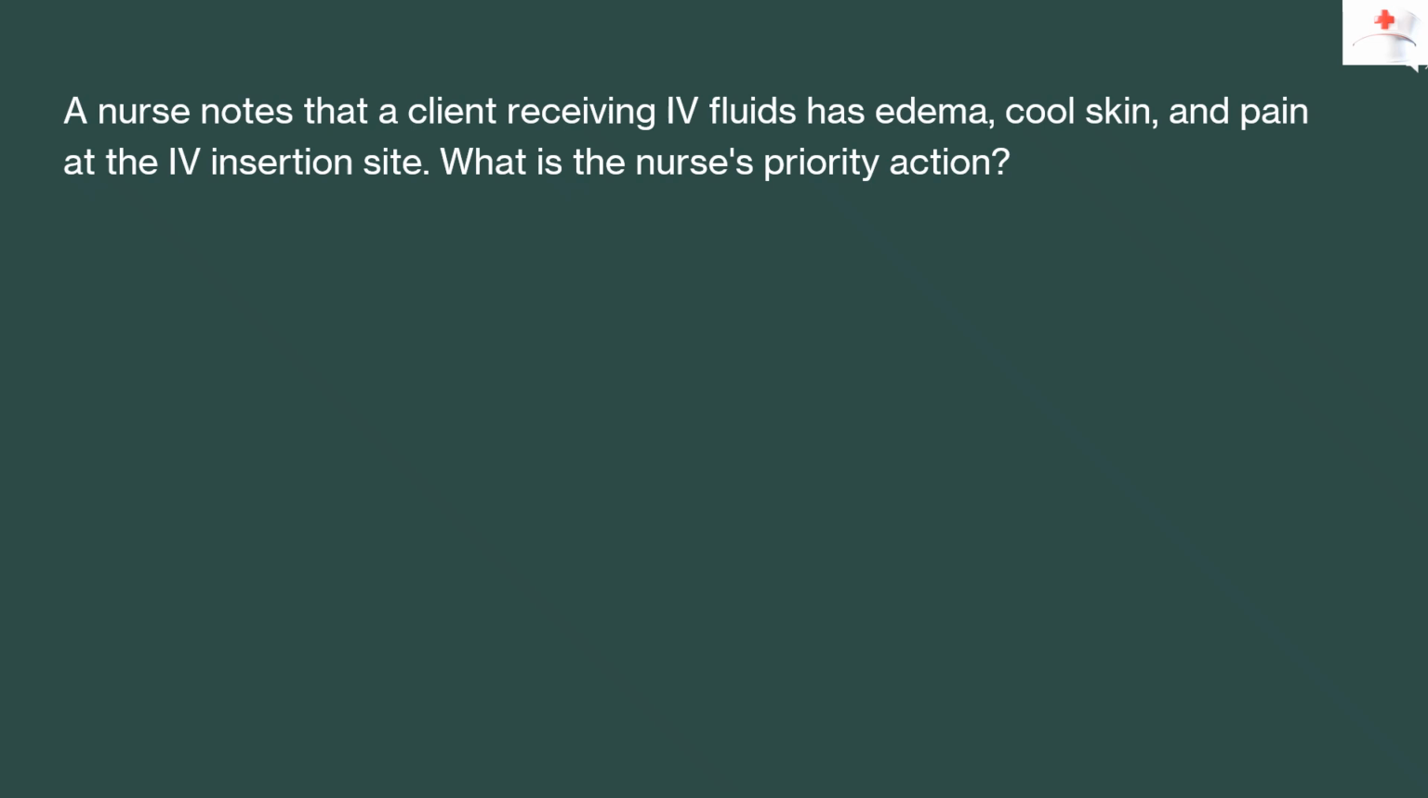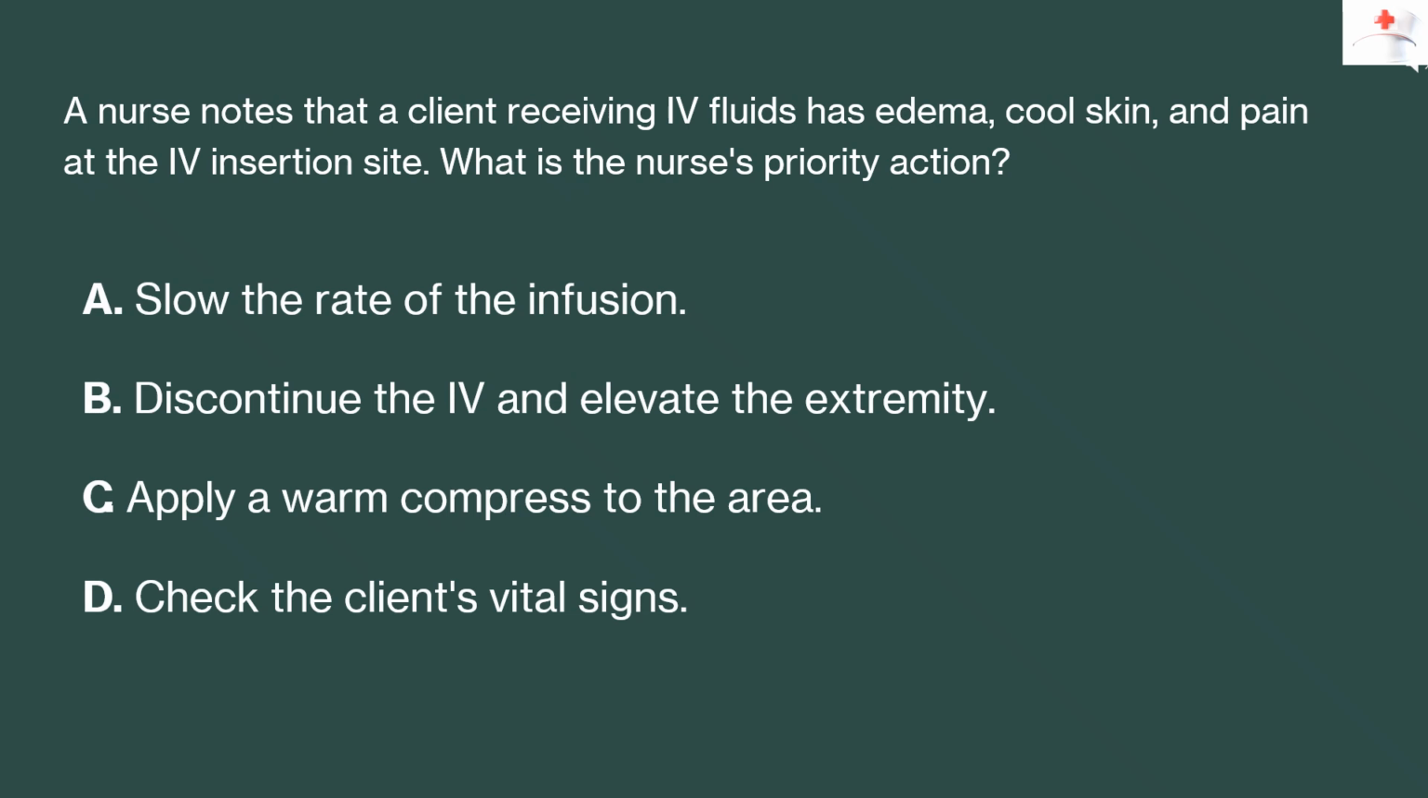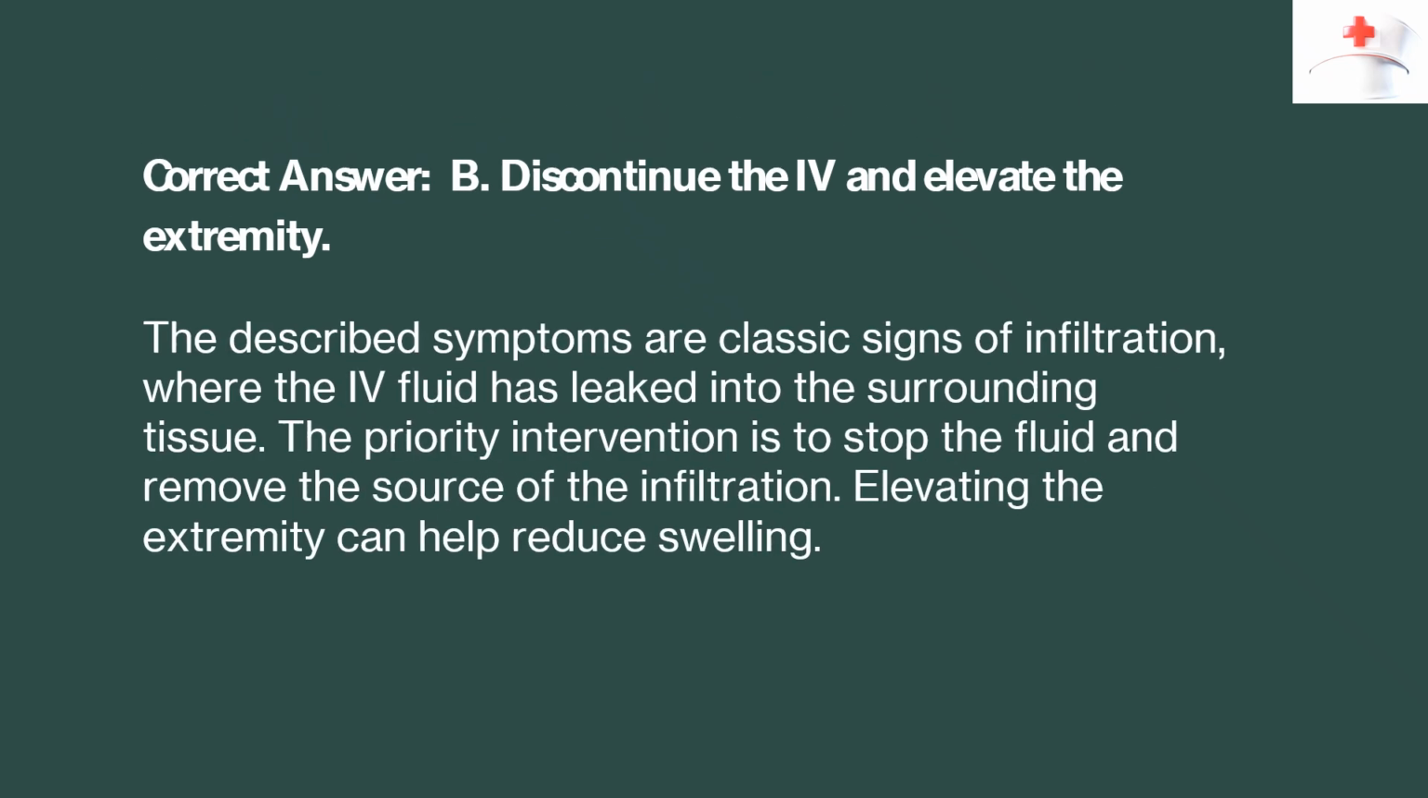Next, a nurse notes that a client receiving IV fluids has edema, cool skin, and pain at the IV insertion site. What is the nurse's priority action? A. Slow the rate of the infusion. B. Discontinue the IV and elevate the extremity. C. Apply a warm compress to the area. D. Check the client's vital signs. The answer is B. Discontinue the IV and elevate the extremity. The described symptoms are classic signs of infiltration, where the IV fluid has leaked into the surrounding tissue. The priority intervention is to stop the fluid and remove the source of the infiltration. Elevating the extremity can help reduce swelling.